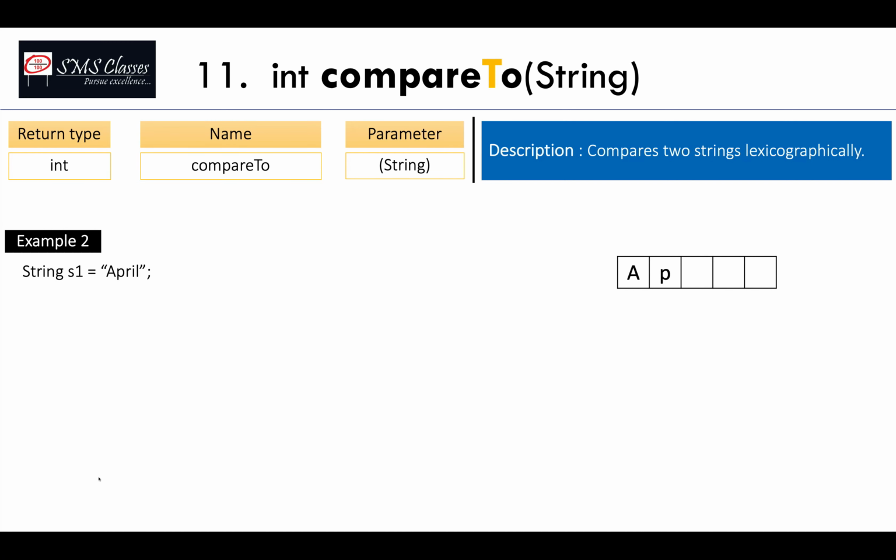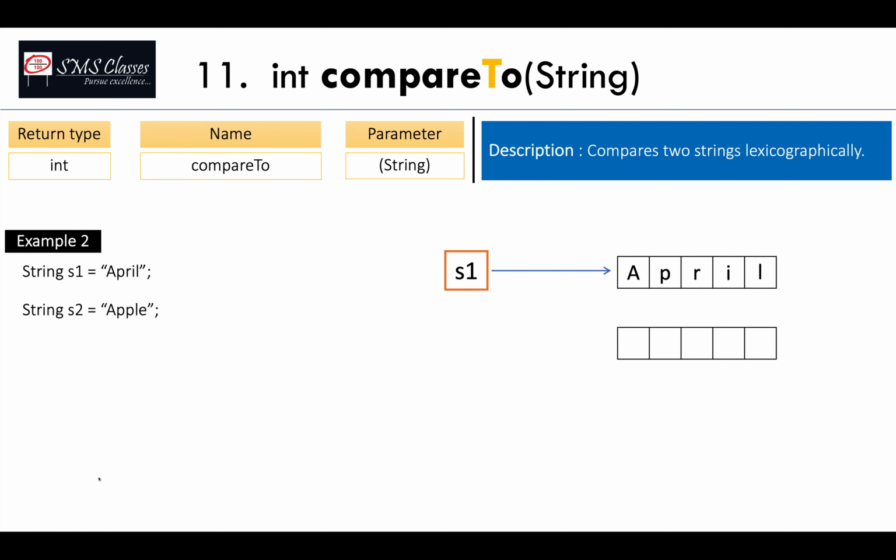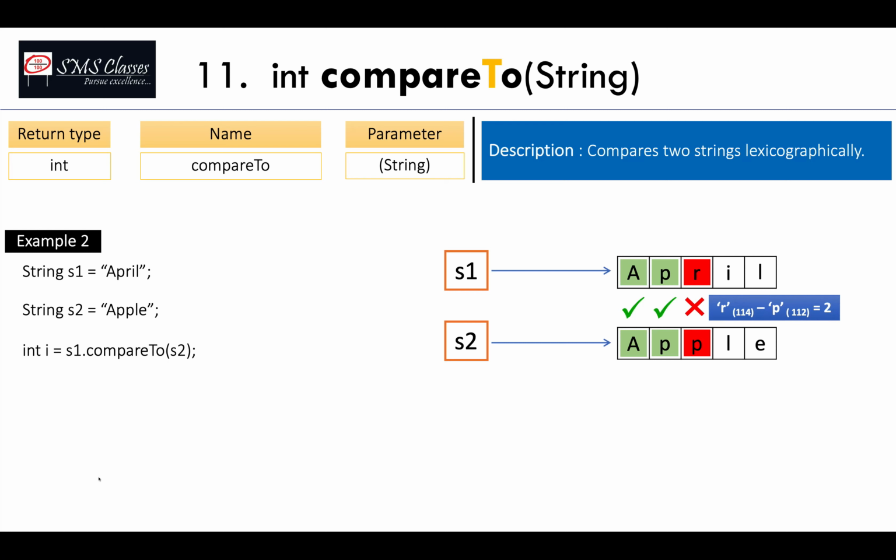So let's take one string as "April" and the other string as "apple". Now S1.compareTo(S2). It starts comparing letter by letter. A is the same and P is the same, but R and P are not the same. So what happens is R minus P. That is, the ASCII value of R is 114 and small p is 112. It subtracts, so the result is 2. So when you get a positive result, that is greater than 0, it means S1 is greater than S2. That is, the first string is greater than the second string. If you had got a negative number, then the first string is small and the second string is big.